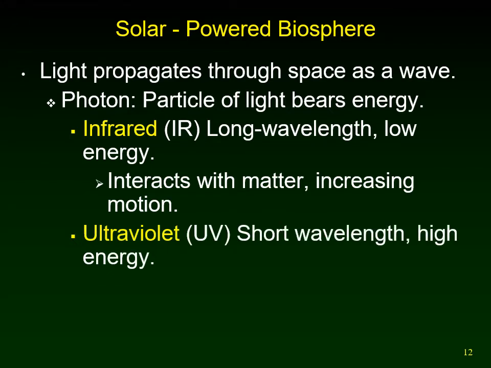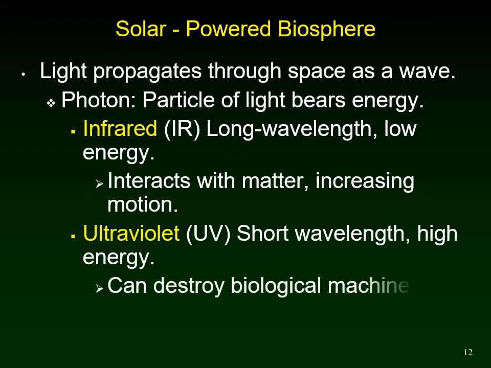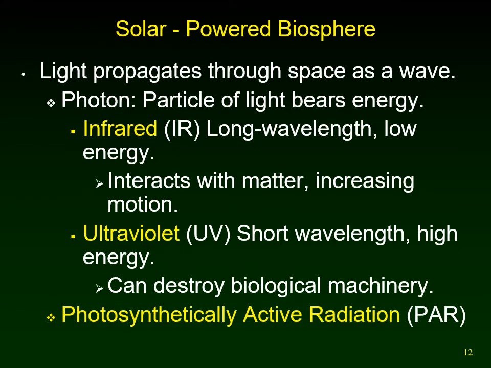Ultraviolet light has shorter wavelengths, so that's higher energy. These are shorter wavelengths than the blue and violet in our visual spectrum, and that can destroy biological machinery. What we're really interested in for the biosphere is what wavelengths of light plants can use, and that is the photosynthetically active radiation, so we just use the abbreviation PAR, and we measure that as the amount of photons within those particular wavelengths. So photosynthetically active radiation is in that sweet spot in the middle.